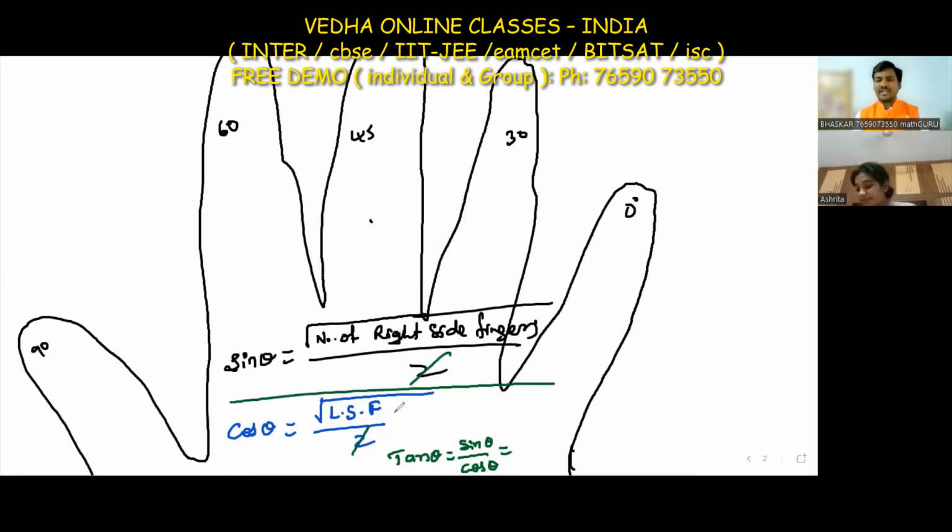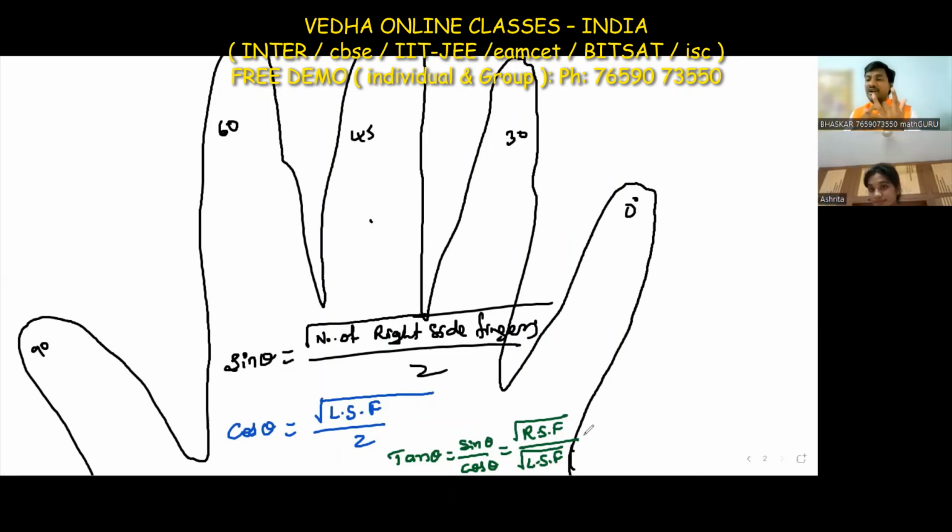2 gets cancelled in the denominator. So the remaining is the answer. That means the root of right side fingers divided by root of left side fingers is the answer. Keep the table in front of you and check all the values.